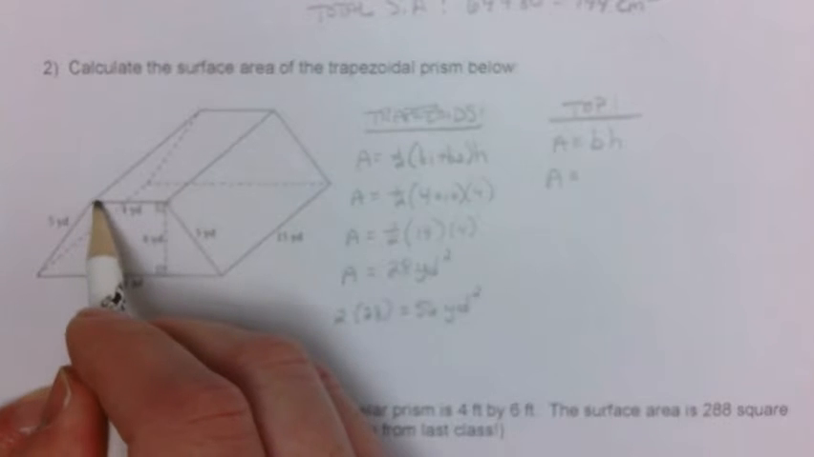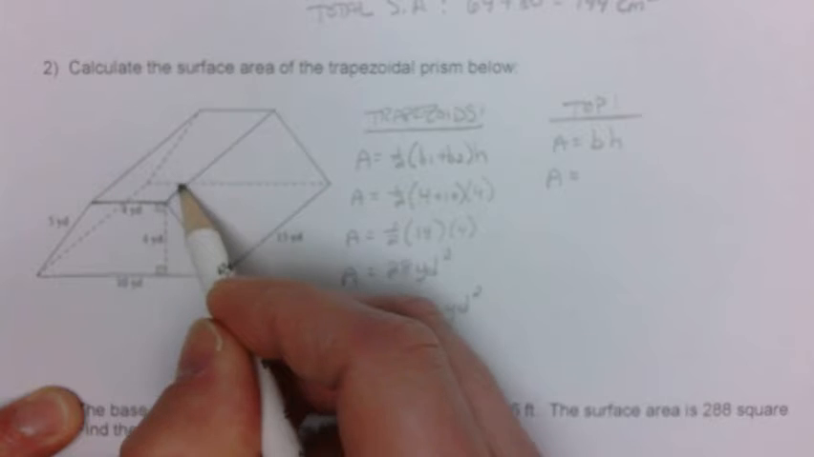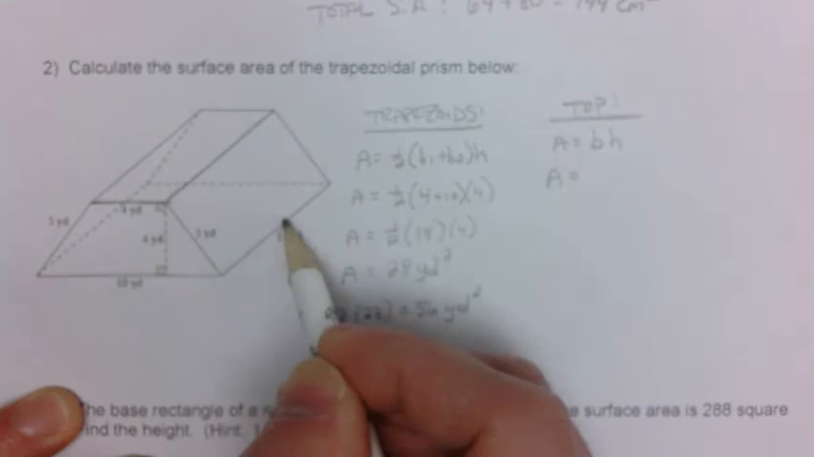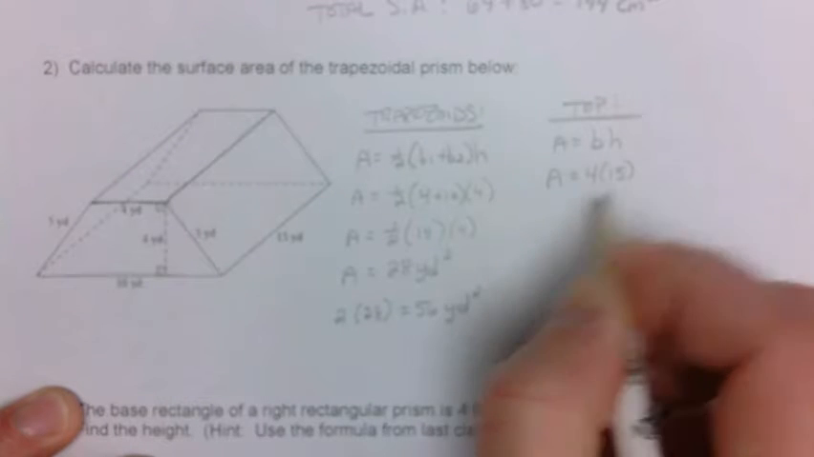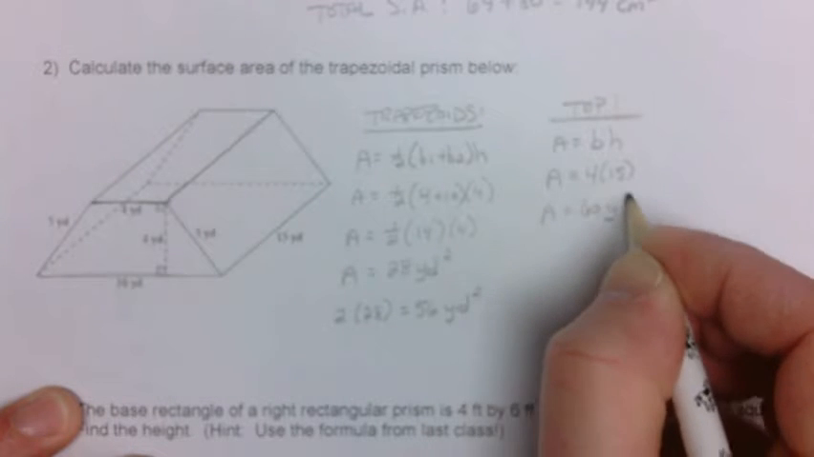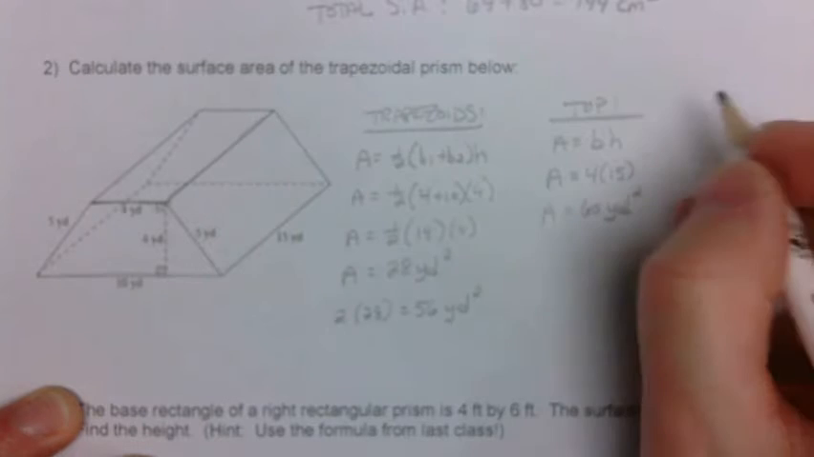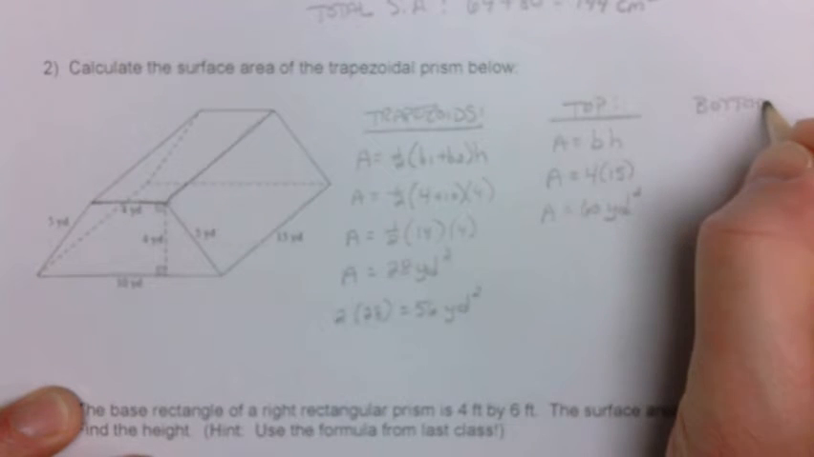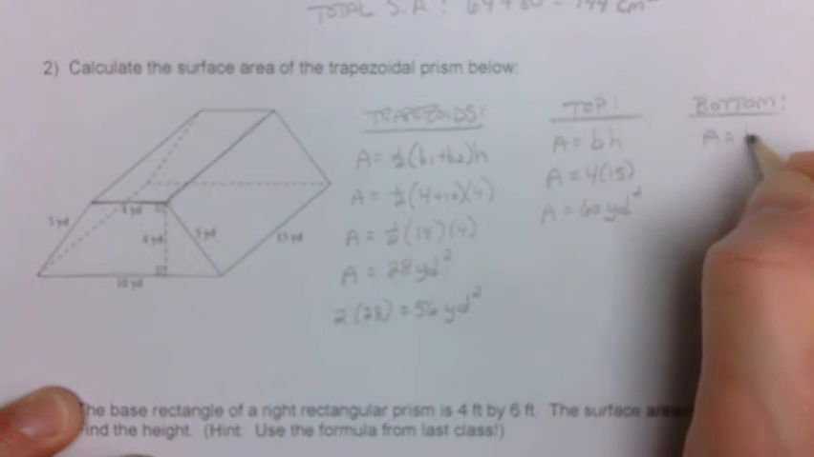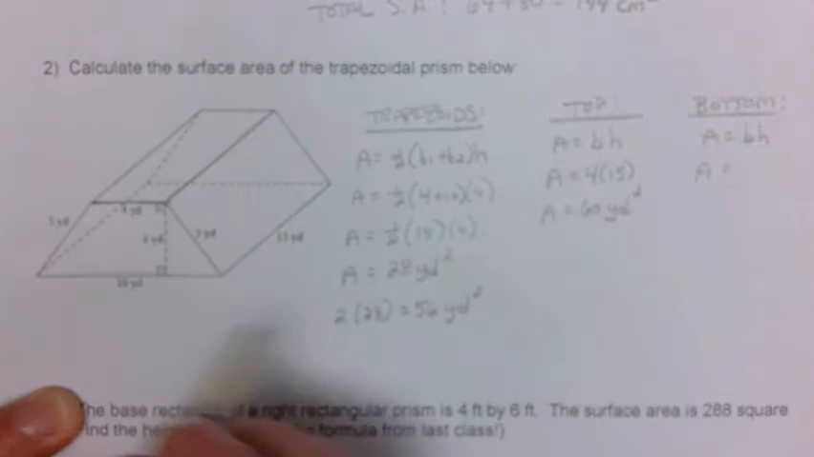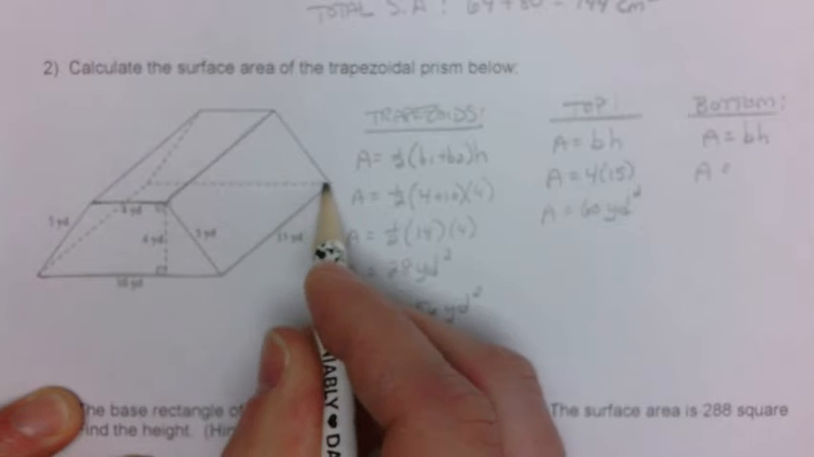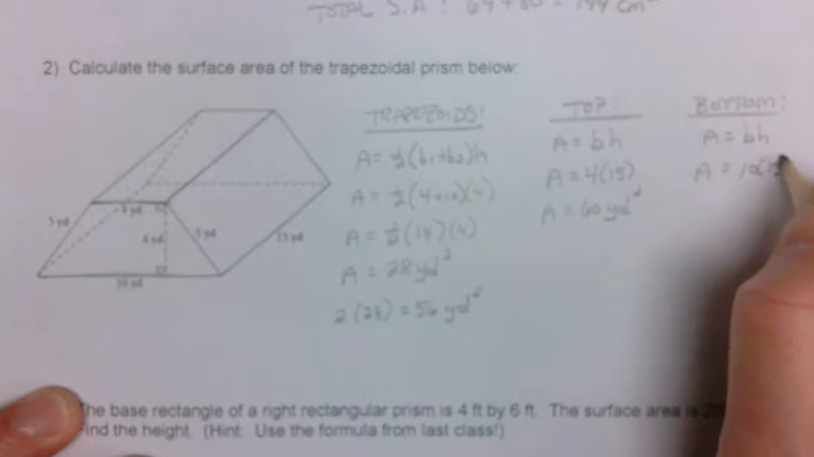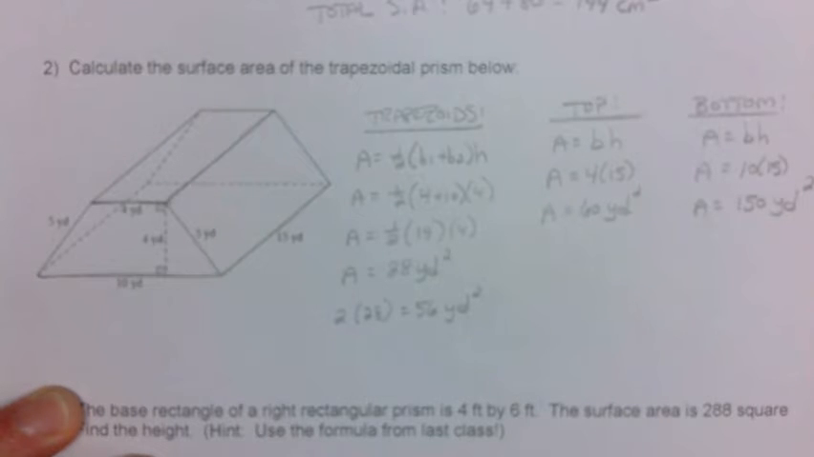And looking here at the top, I can see that it's 4 yards by this measurement, which is the same as this measurement down here, 15 yards. So it's 4 yards by 15 yards. 4 times 15 is going to give us an area of 60 square yards. Looking at the bottom rectangle now, once again, we use the formula area equals base times height. And I can see here on the bottom rectangle that this is 10 by 15 yards. So 10 times 15, that's going to give us an area of 150 square yards.